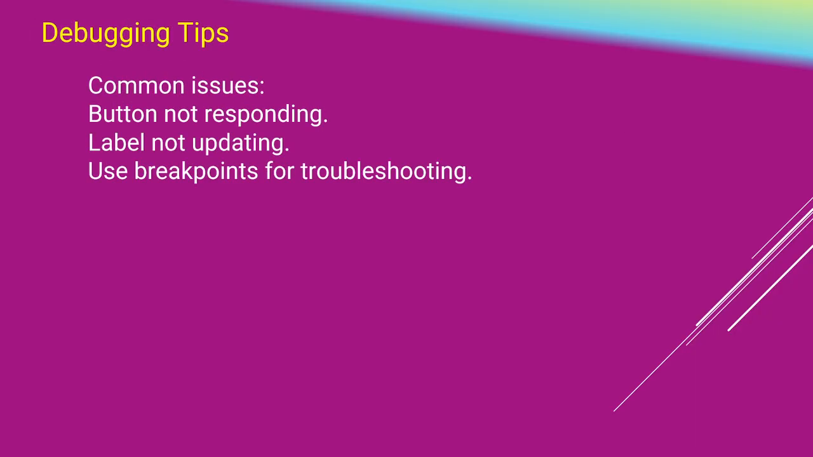If the button doesn't respond or the label doesn't update, there are a few common issues to consider. Ensure that your event handler is correctly linked to the button. You can also set breakpoints in your code to troubleshoot and verify that the button 1 click method is being executed.